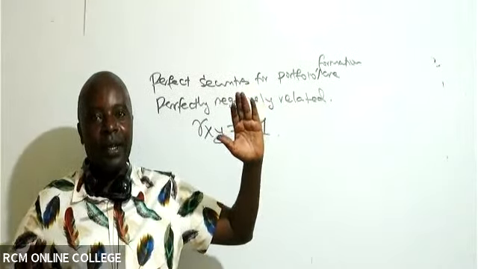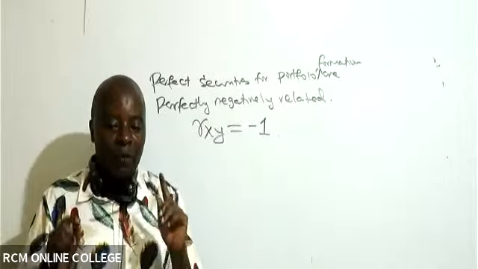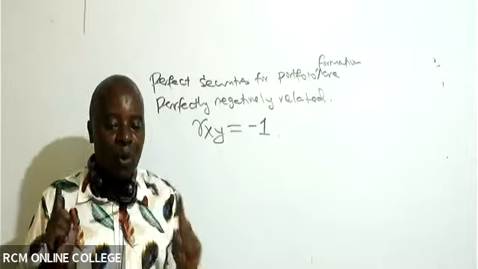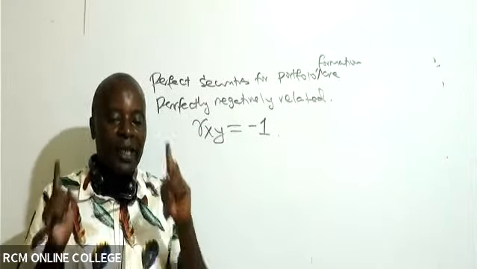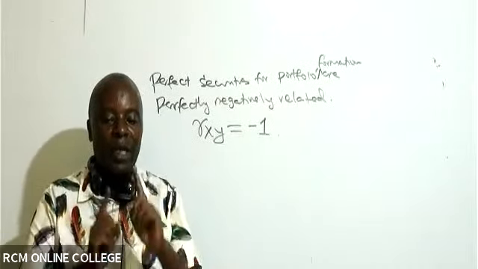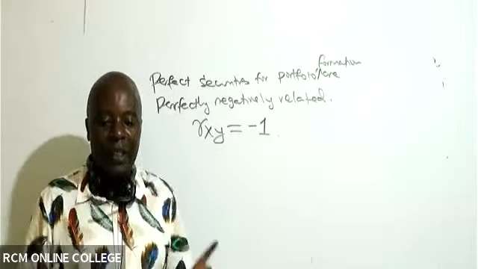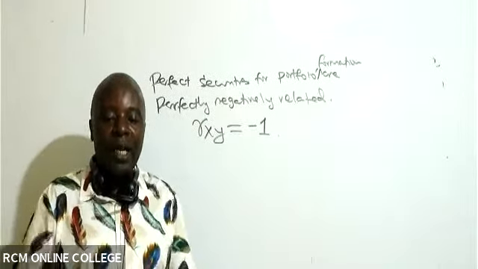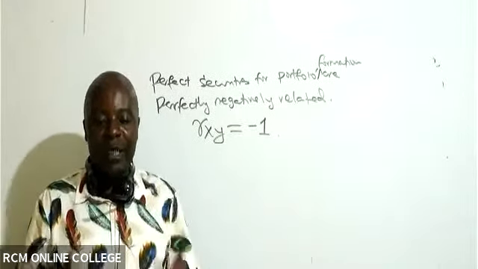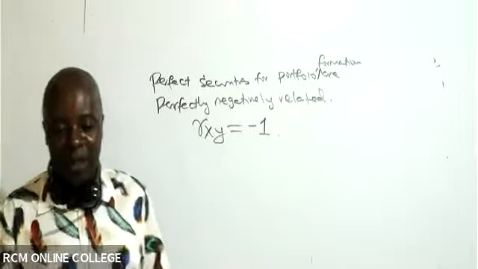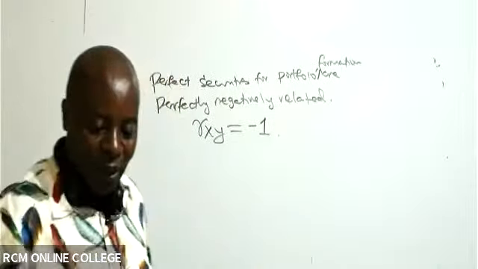Because you will be asked to advise. When it is perfectly positively related, that one you shall reject. But if it is a perfect negative relationship, that one we shall accept. That is what we want here. Very good.